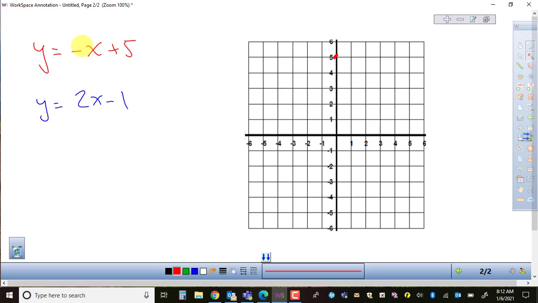And then remember, the slope of this one is actually negative 1. And if I think of that as a fraction, negative 1 over 1, I can now plot some other ordered pairs. Right? I'm going to go down 1, right 1, down 1, right 1, because I have a slope of negative 1. So now I can draw a line through that set of ordered pairs. So I've just graphed the red equation.